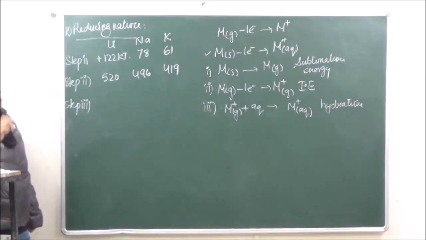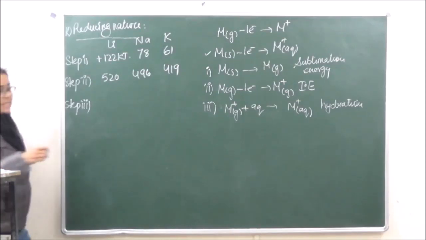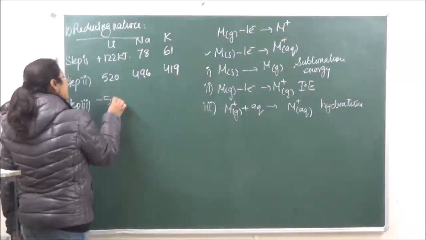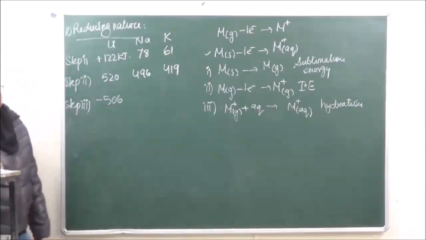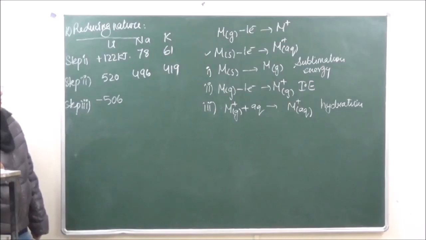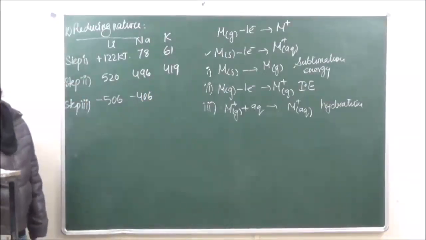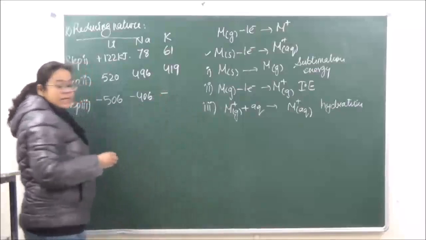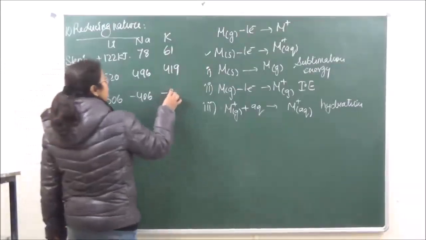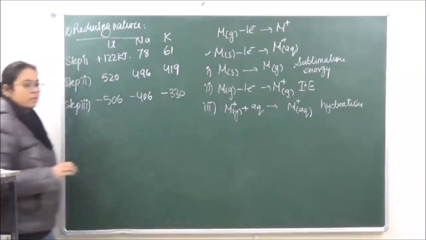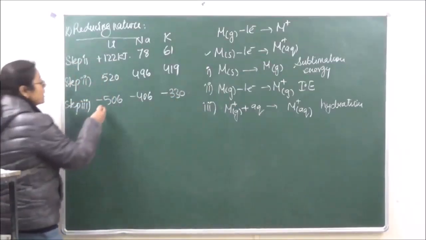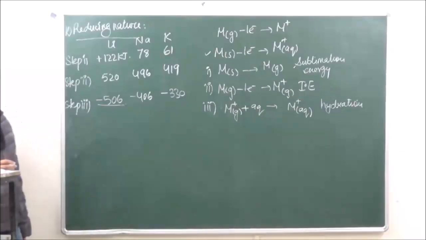So it means it is the hydration energy which is going to have the maximum effect over here. Isn't it? So let's go on to step 3. In this case, the hydration energy is minus 506. Hydration energy is going to be negative. So minus 506. And then that of sodium is minus 406. And that of potassium is minus 330.